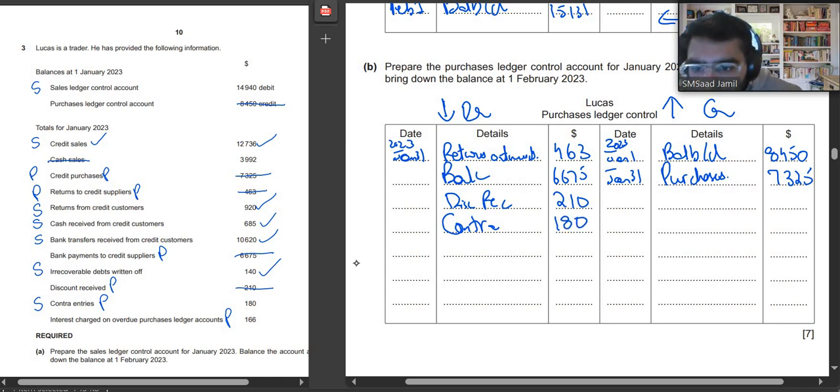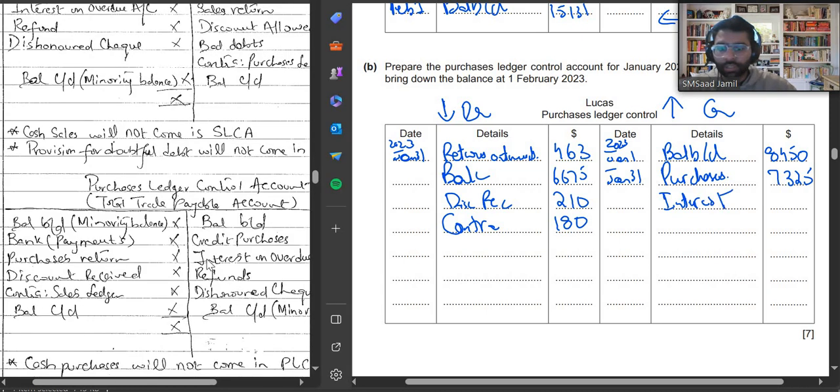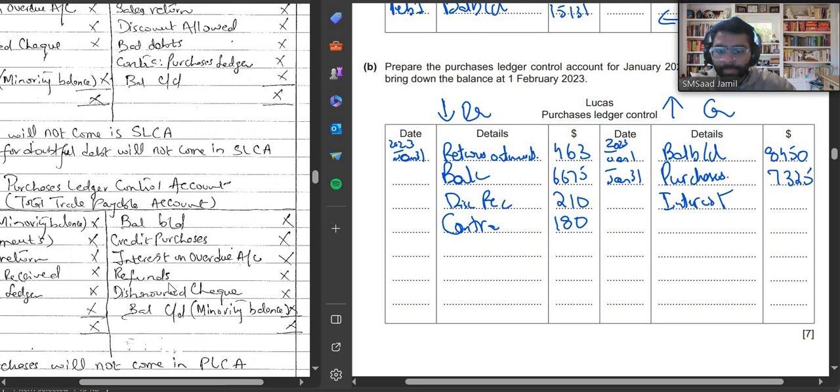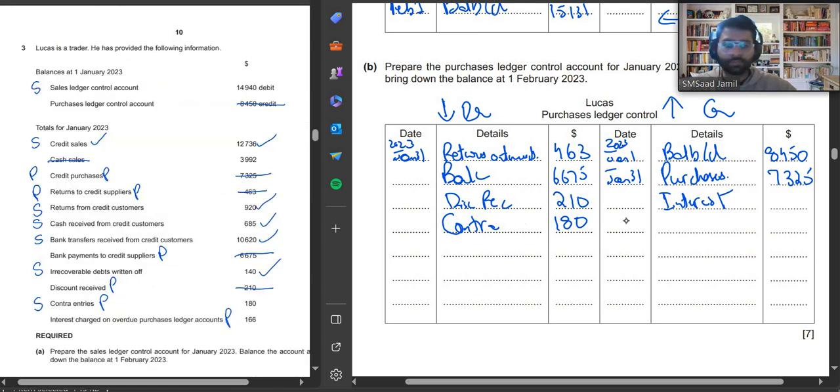Then you guys have what? Interest charged. So because interest is charged, we did not pay our supplier on time. Now you have to pay more. So it's interest. So liability increase. Now look, I'll show you guys the format one more time. Look, what does it say? Interest on overdue account, credit side. So if it's difficult, just memorize the formula.